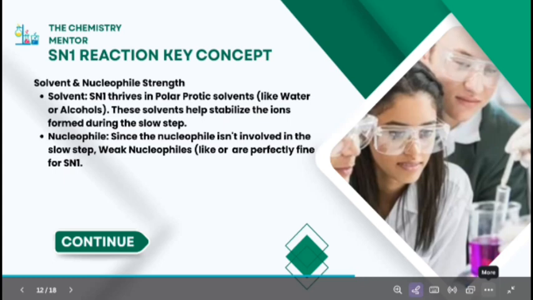Nucleophile. Here is the interesting part in SN1. The nucleophile is not involved in the slow step, so it does not need to be strong. Weak nucleophiles like water or alcohols are perfectly fine. They just wait patiently to attack the carbocation once it forms.